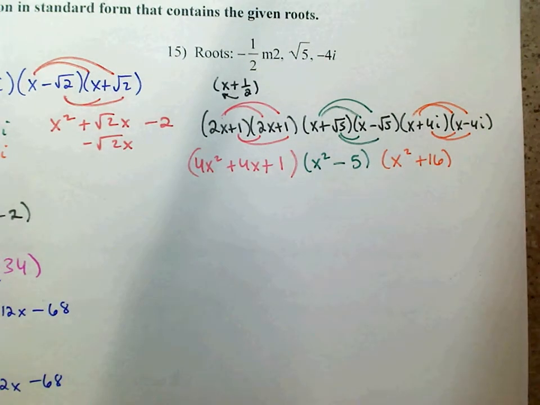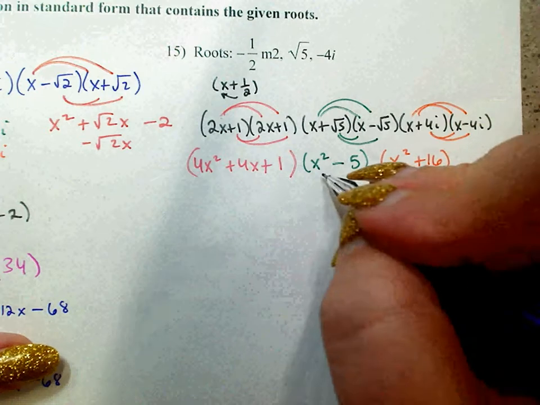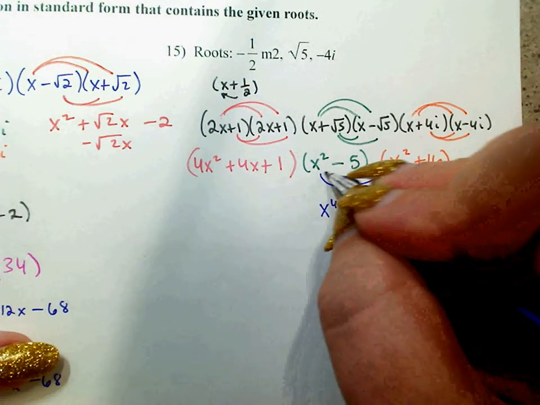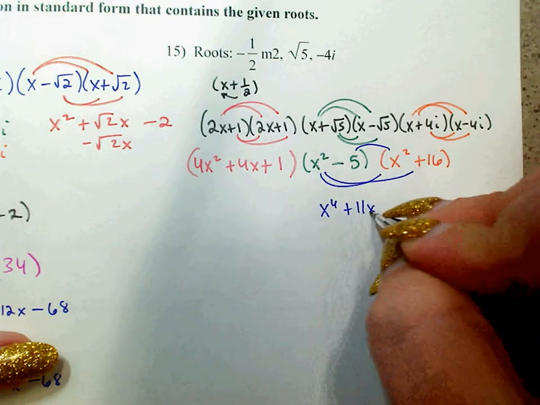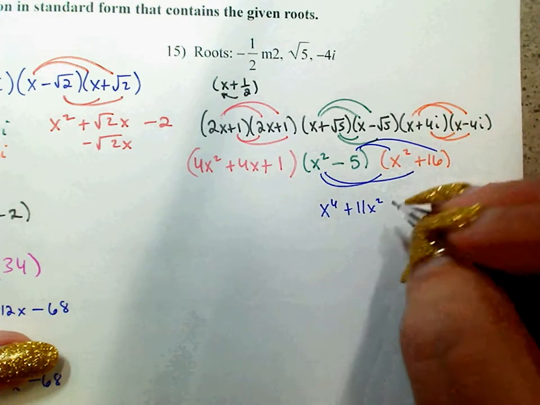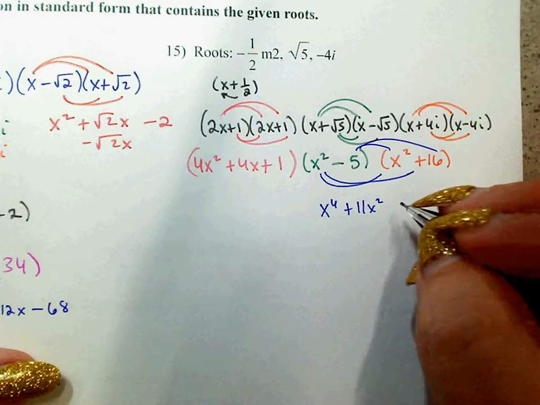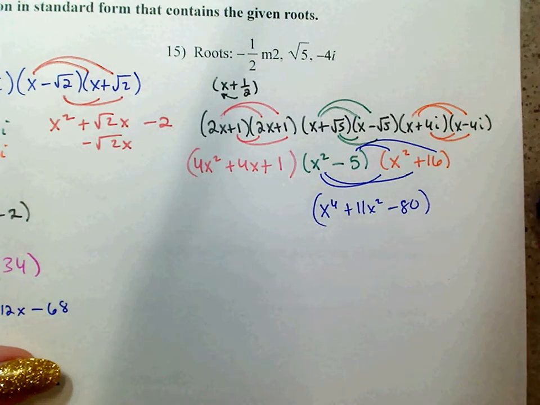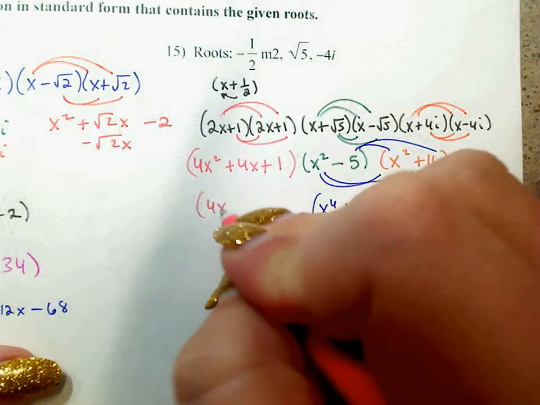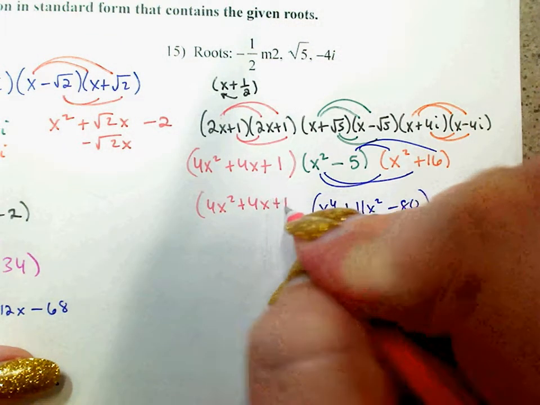Okay, now we're going to distribute some more. I'm going to distribute these two first. That's x to the fourth. That's plus 16x squared minus 5x squared, so that's plus 11x squared. And then that is 50 and 30, so minus 80, times the 4x squared plus 4x plus 1. So let's distribute these.